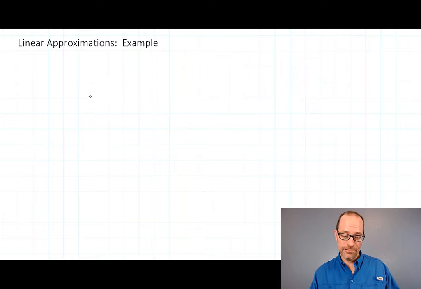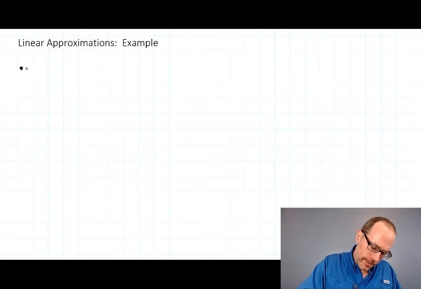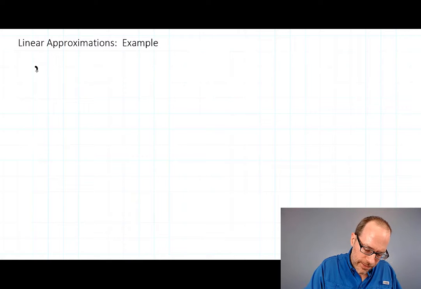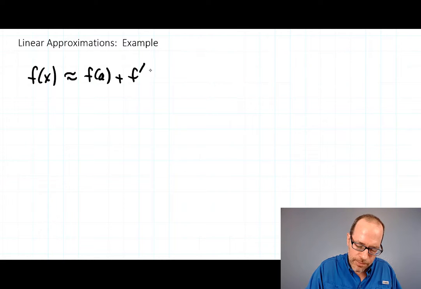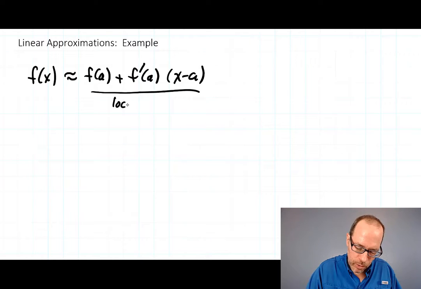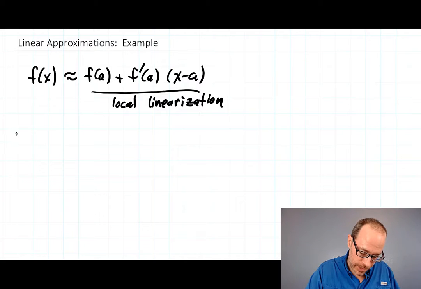All right, welcome back. Let's do an example of linear approximations. Remember that we had that f of x was approximately f of a plus f prime of a times x minus a. And this side over here was called the local linearization. But it's the linear function that approximates f. So here's an example of it.